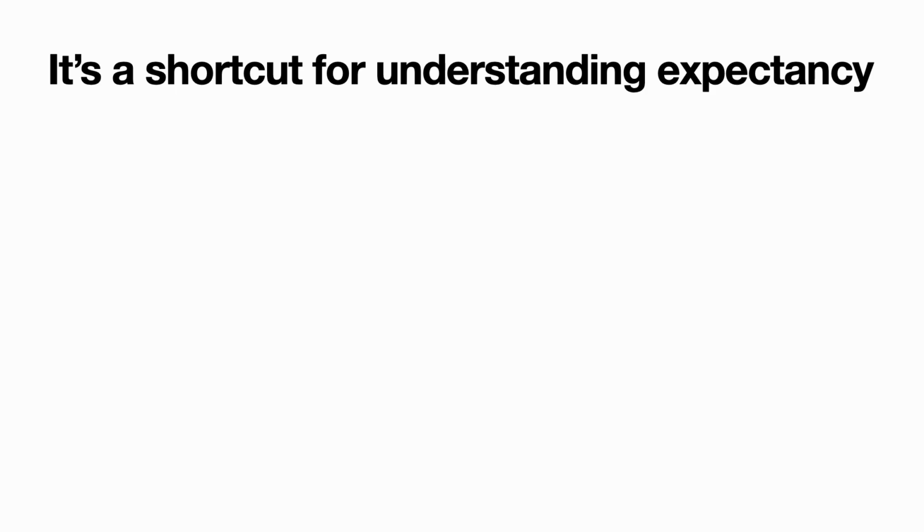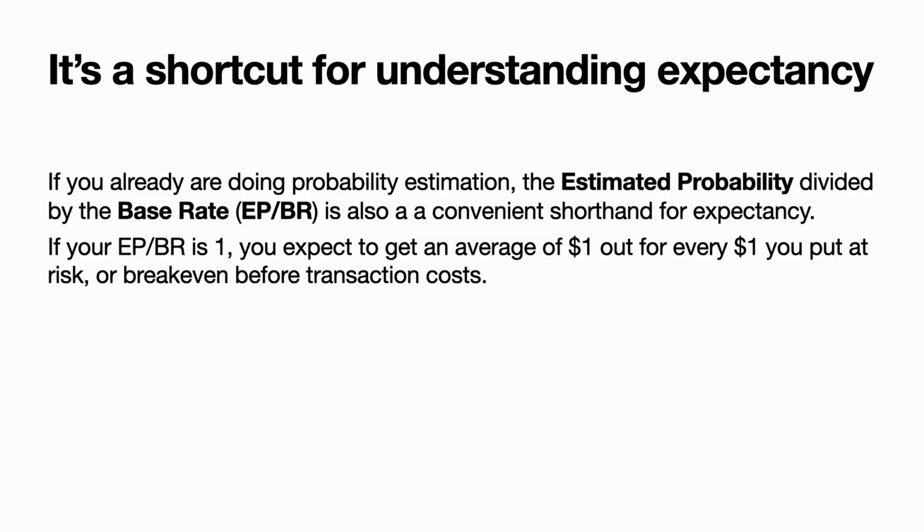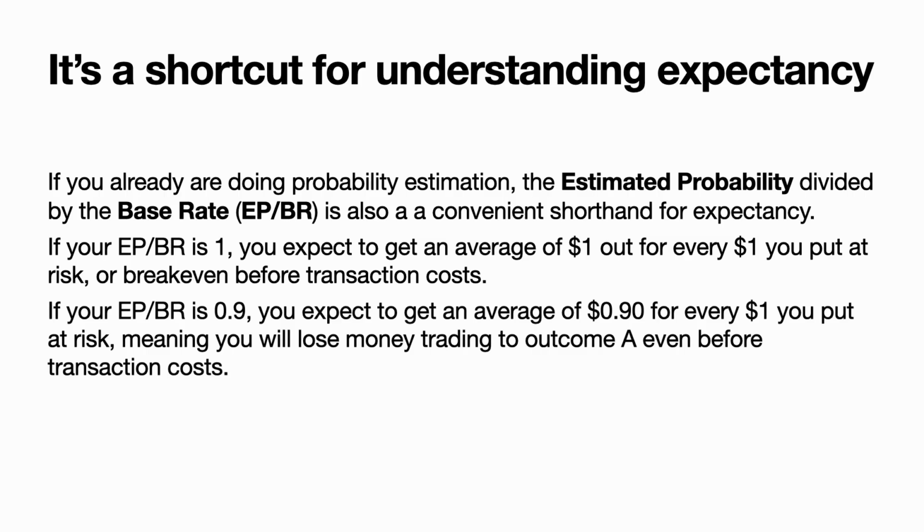Third, it offers a shortcut for understanding expectancy. If you're already doing probability estimation, the estimated probability divided by the base rate, the same EPBR, is also a convenient shorthand for expectancy. If your EPBR is 1, you expect to get an average of $1 out for every $1 you put at risk, or break even before transaction costs. If your EPBR is 0.9, you expect to get an average of 90 cents for every dollar put at risk, meaning you'll lose money trading to outcome A at least, before transaction costs.